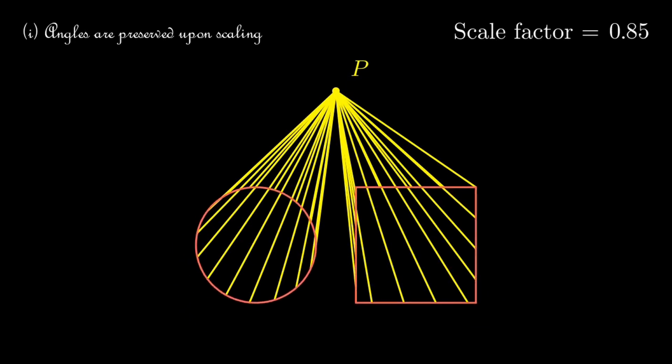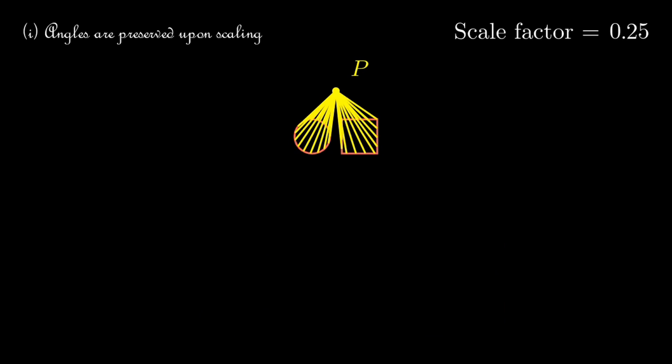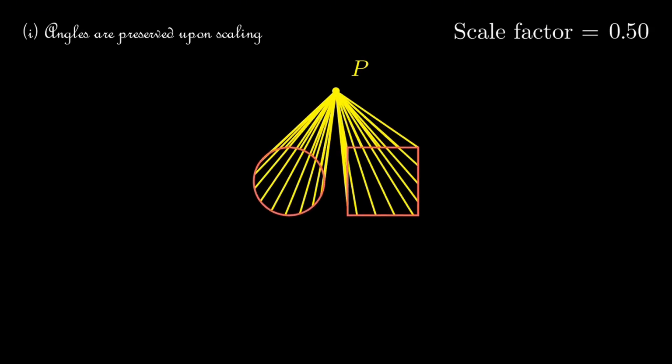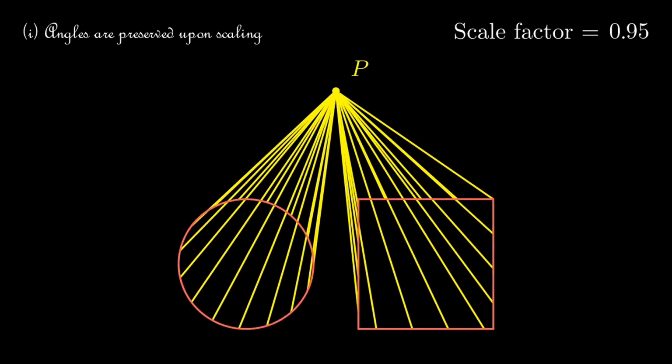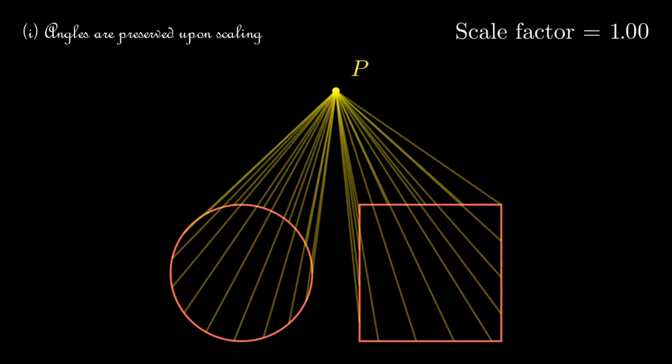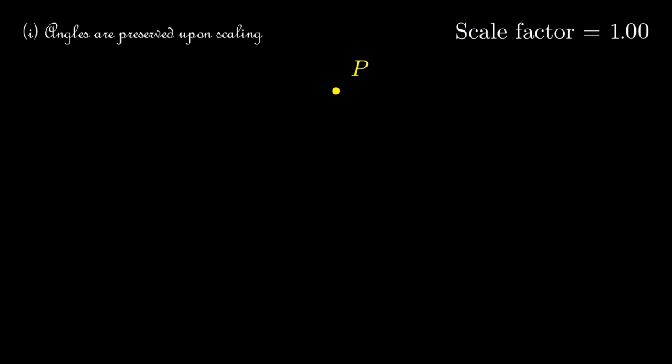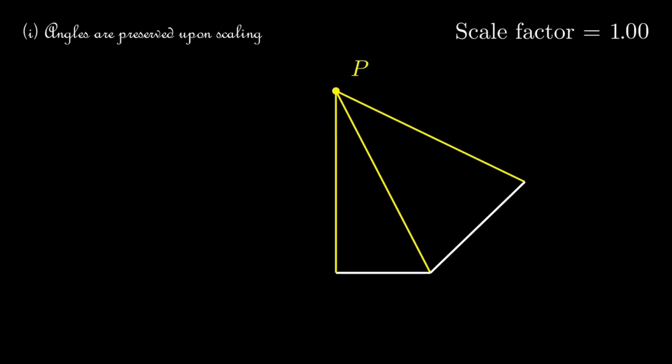For instance, this is how it looks when we scale down the objects with 0.25 scale factor. In order to bring it back, we may rescale the objects 4 times to the original scale factor of 1. Alright, let us now consider an angle in the plane far away from P, and scale down the angle to get a new angle image.